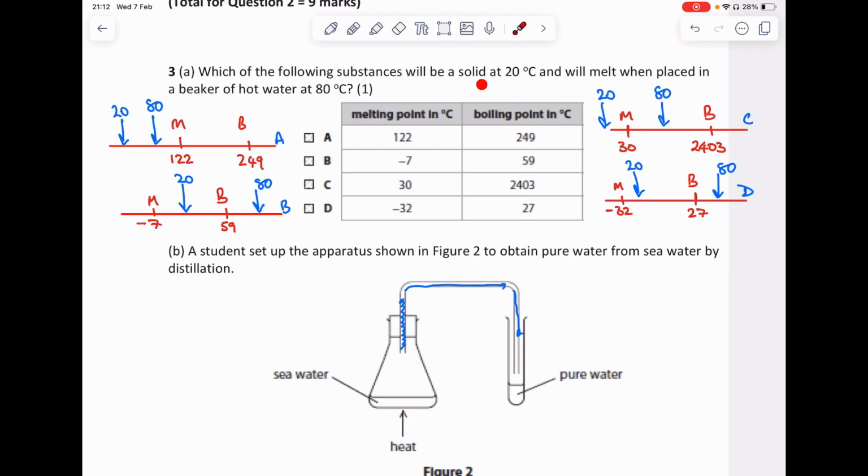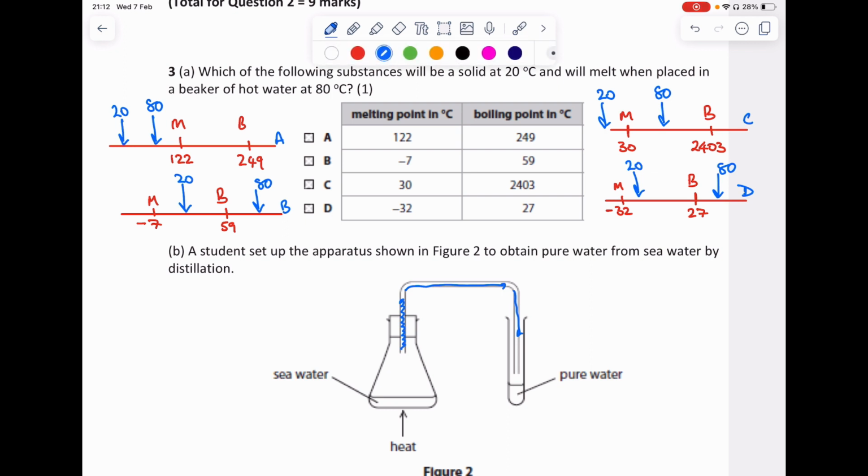Okay, so we have to identify which substance will be a solid at 20 and melt in a beaker of hot water at 80. So the best way to do this is to draw a number line for each of the samples we've got here, and on each one mark out the melting point and then the boiling point, as you can see. And then what I've done is mark on 20 and 80 so I can see what's going to happen.